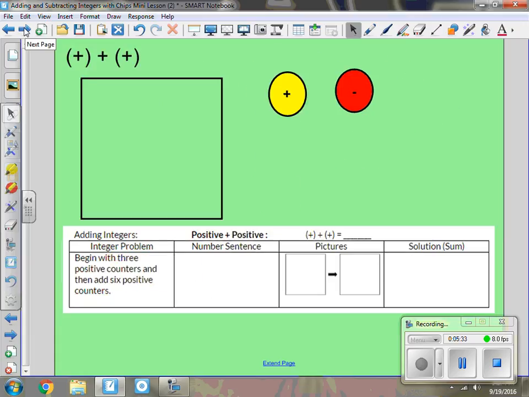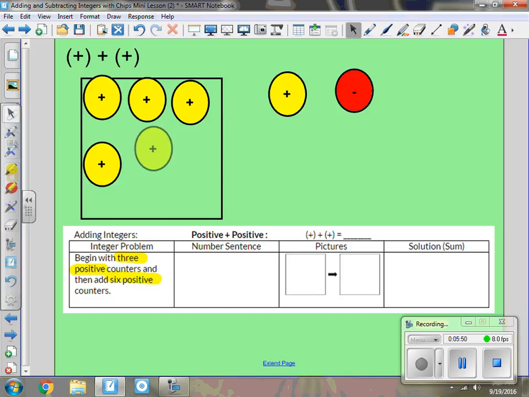Let's try another one. So in this one, I've got 3 positive counters, and then I'm going to add 6 positive counters. So I'm using those yellows to show. So I'm going to pull over 3 positives to start, and then I'm going to bring over 6 more positives. I'm inviting more people to this party.